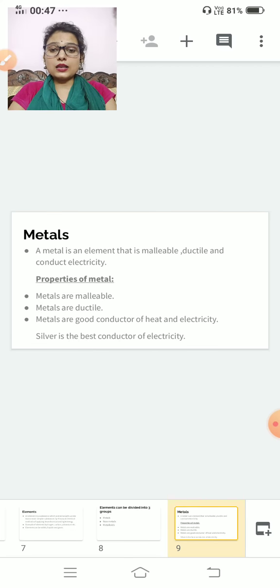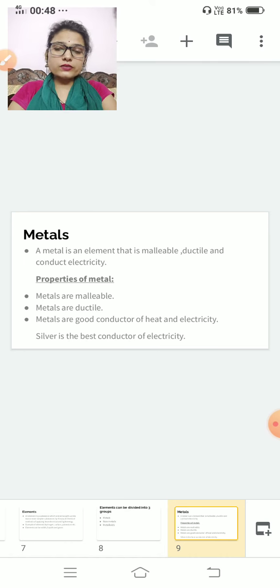Properties of metal are, metals are malleable. Now, what do you mean by malleable? Malleable is a property of metal in which we can convert an element into a thin sheet by beating it. Clear? Example, aluminium. The aluminium foil which you use for wrapping your food, that is an element. Aluminium is an element, and you can use it in the form of a sheet.